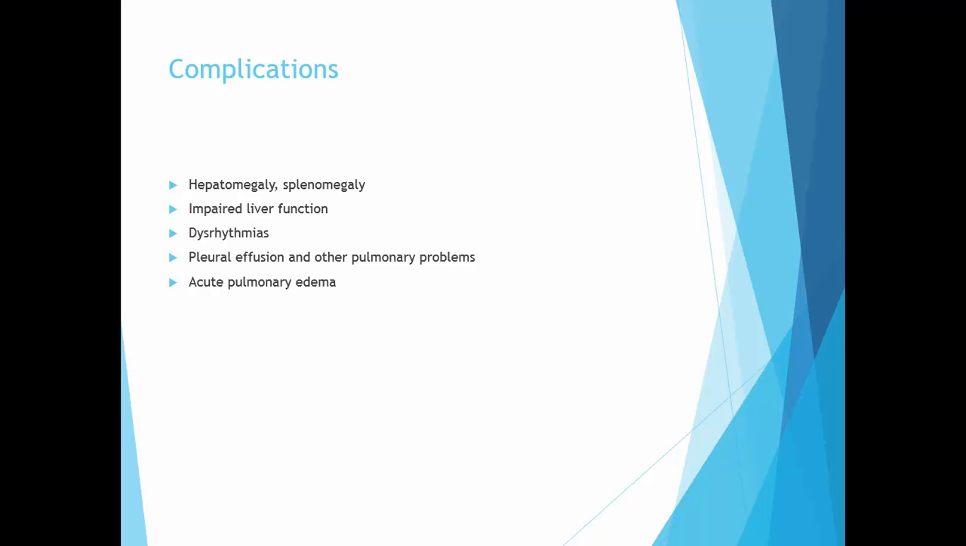Some of your complications are going to be hepatomegaly and splenomegaly, and that is from engorgement of the portal venous system. This leads to increased abdominal pressure and ascites. Impaired liver function is also seen. Dysrhythmias that further impair their cardiac output. You may also see pleural effusion and other pulmonary problems.